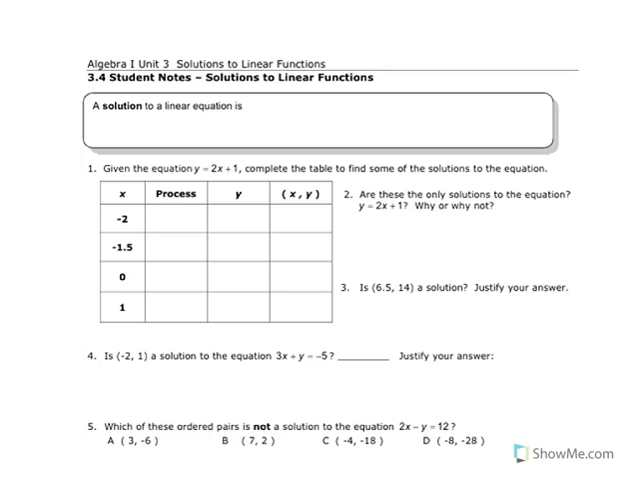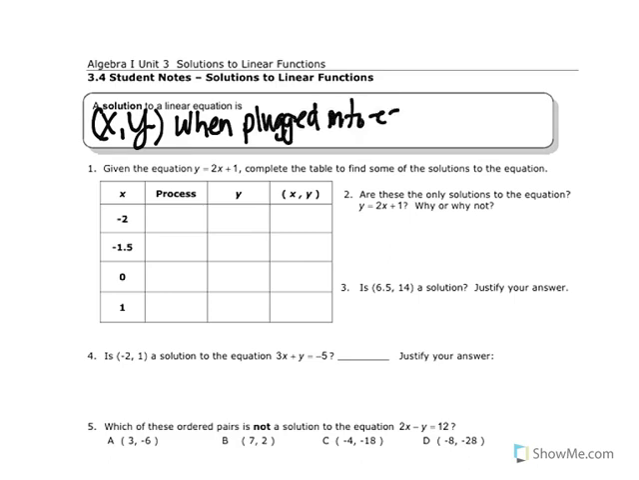These are 3.4 student notes for Algebra 1 on solutions to linear functions. A solution to a linear function is a coordinate pair, an x and a y, that when plugged into the equation will make it work or make it true.